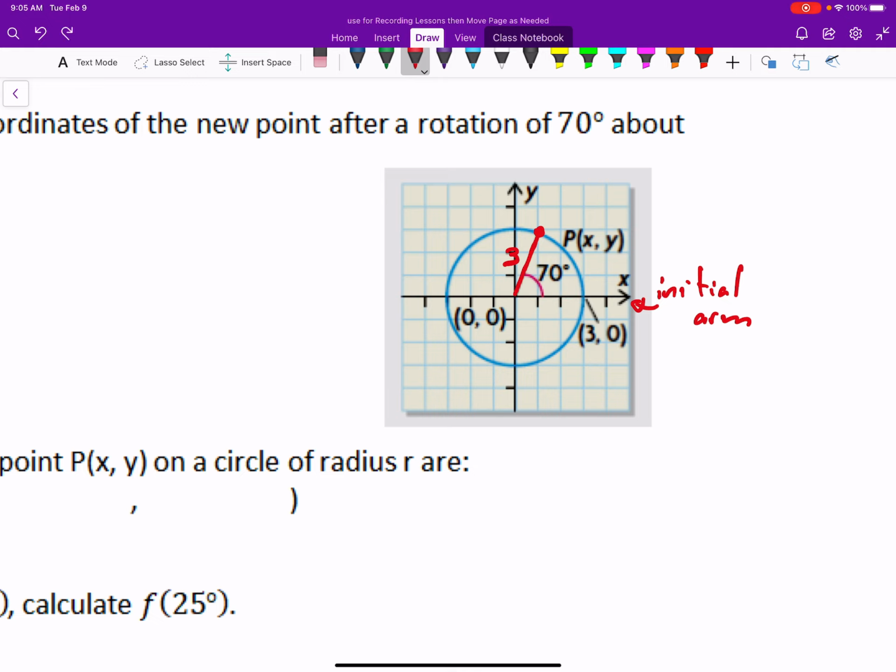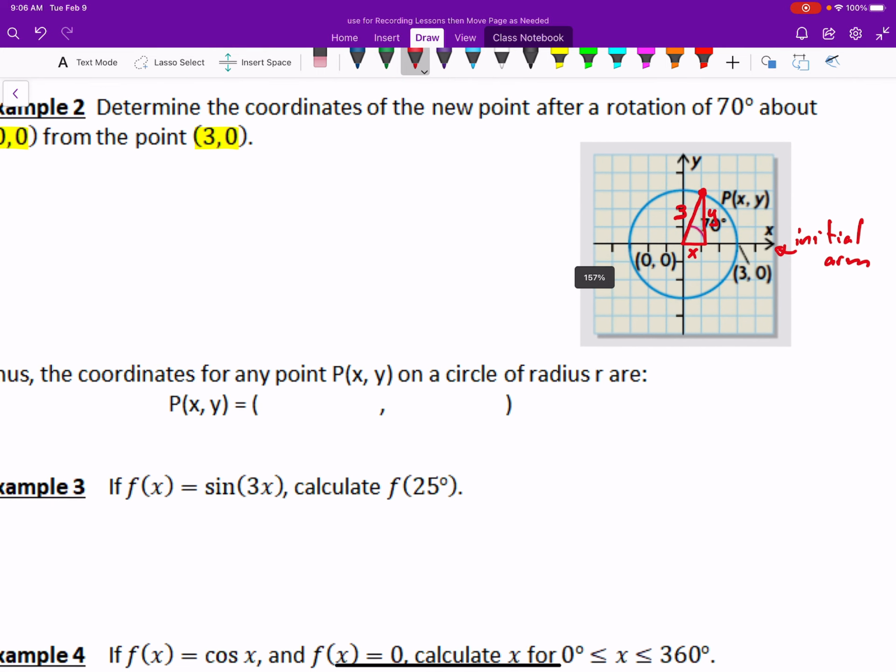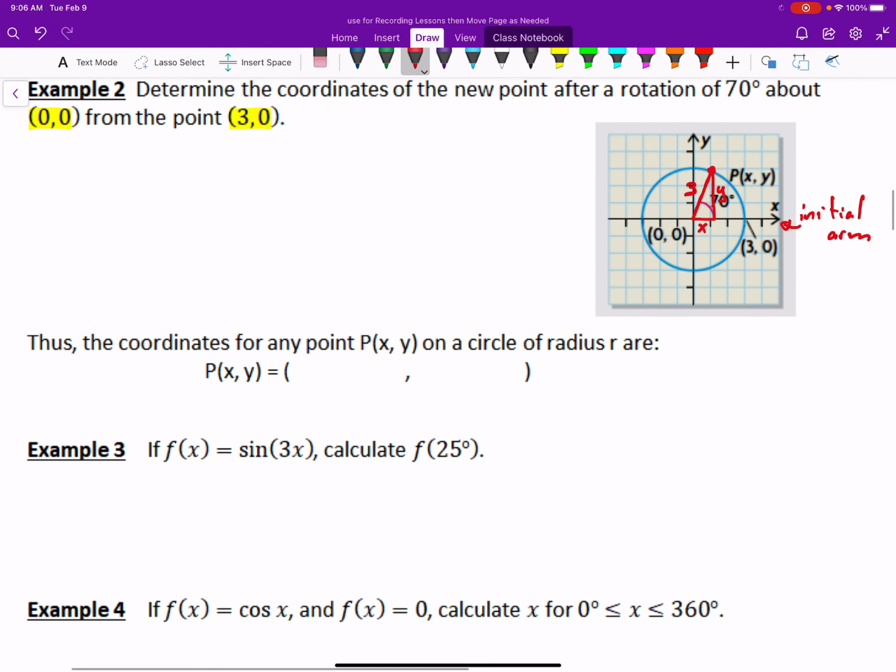But I'm not going to worry about the one on the x-axis. I'm just going to draw a new triangle. It's going to have a hypotenuse of 3, and it's going to have an x length and a y length. Well, if I can figure out what that x length is, that's going to give me my x coordinate. If I can figure out what that y length is, it's going to give me the y coordinate. So let's start with x.